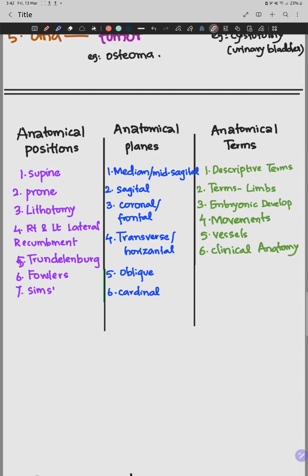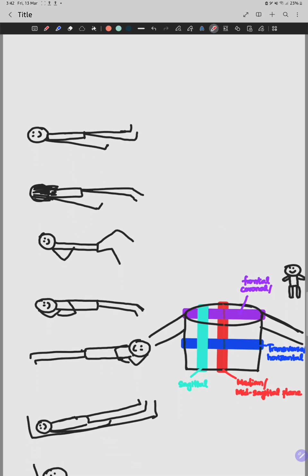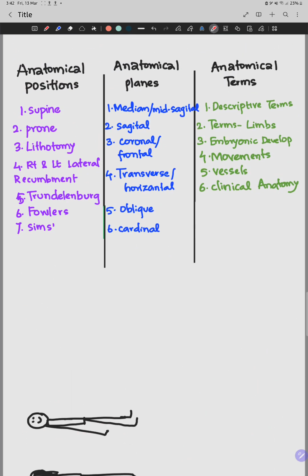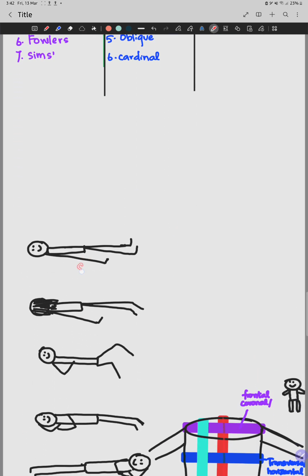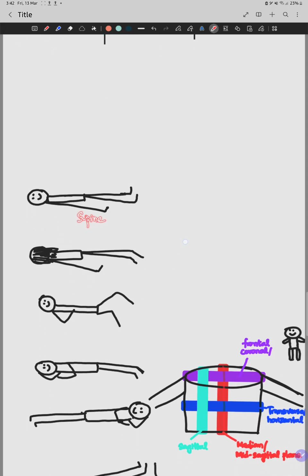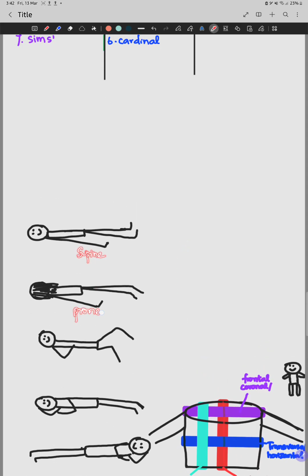My class is completed. Now there is an active recall session. Come on. What is this position called? First we'll discuss anatomical positions. What is this position called? Supine position. What is this position? Prone. What is this? Lithotomy. Where is it used? In the case of parturition and in the case of surgeries. And this one is the left and right lateral recumbent positions. Okay.